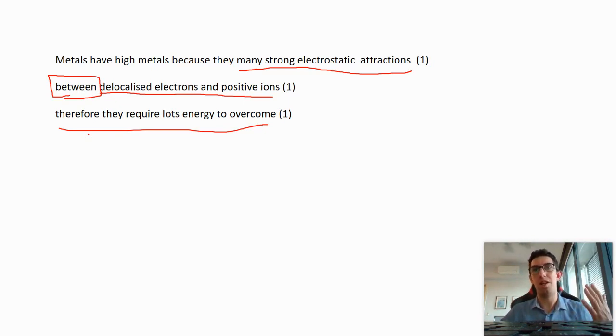Come back to this question and practice it until you can do this type of question in your sleep. They will ask you, I will ask you in the exam, and they ask you in the real GCSE about melting point of metals, guaranteed.